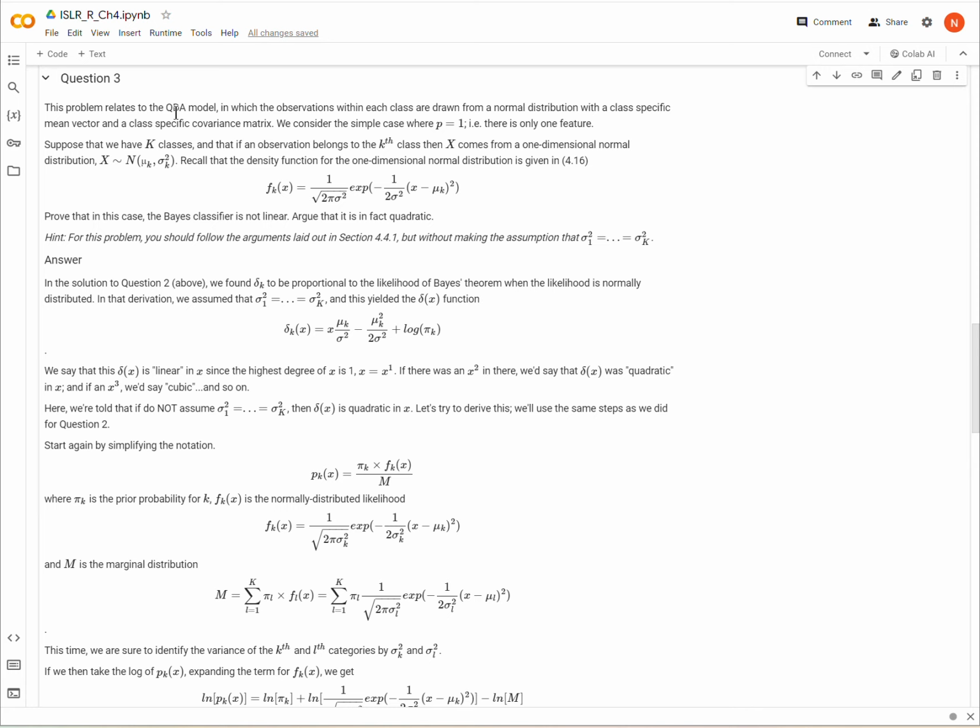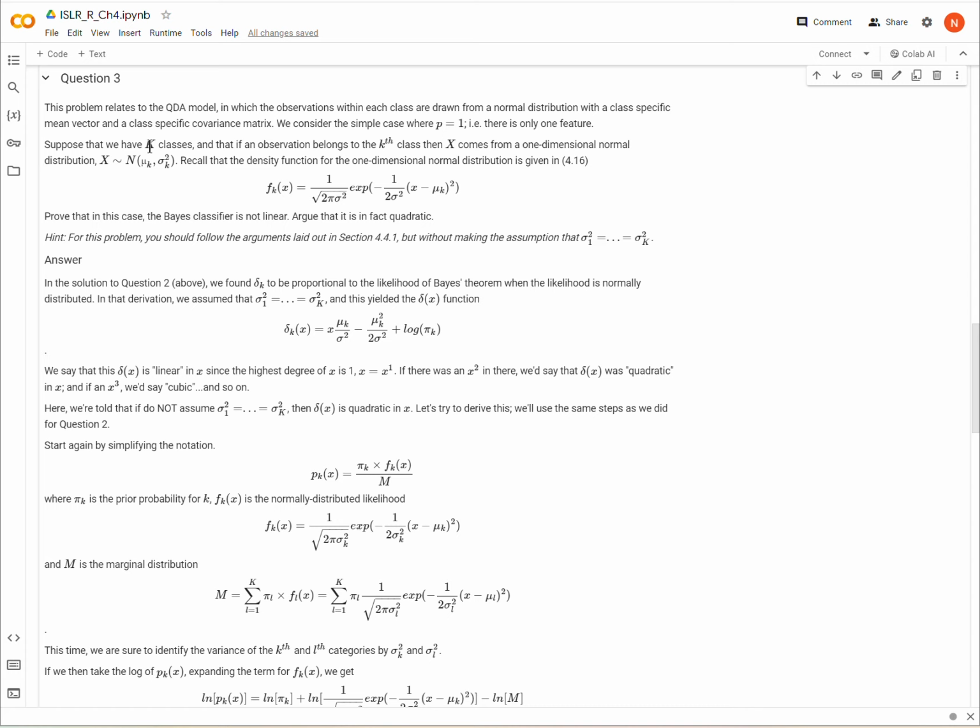Okay, this problem relates to the QDA model, so quadratic discriminant analysis as opposed to linear discriminant analysis, which we addressed in question 2, in which the observations within each class are drawn from a normal distribution with a specific mean vector and a class-specific covariance matrix. We consider the simple case where P, or the number of parameters, or also the number of explanatory variables, equals 1, i.e. there is only one feature or one explanatory variable.